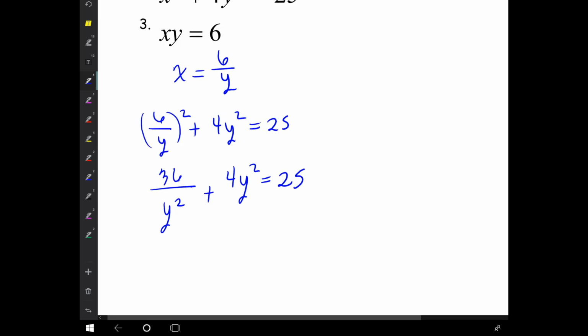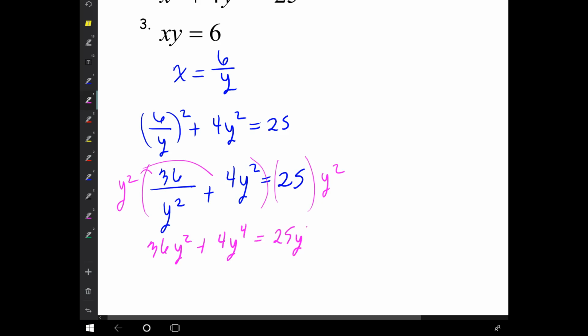Then when we get to this point, what can we do to get y squared out of the denominator? Good. Multiply both sides by y squared. Because when I distribute that in, that'll eliminate these fractions. Y squared goes into itself one time. So that would be 36y squared plus 4y to the fourth is equal to 25y squared.